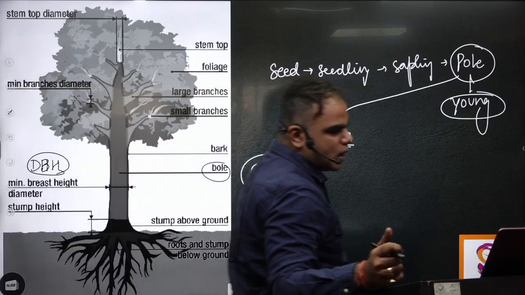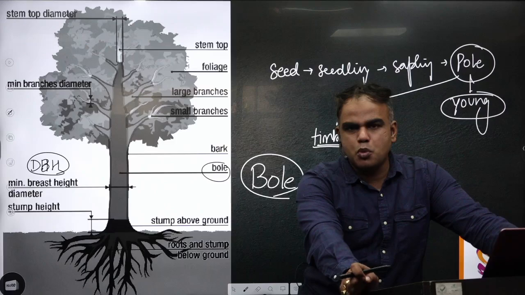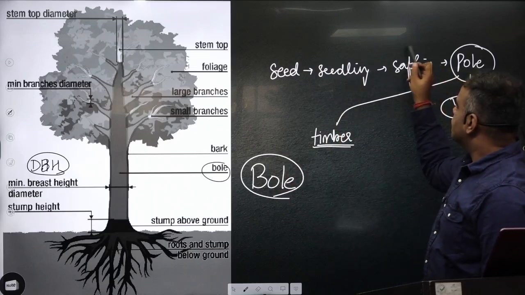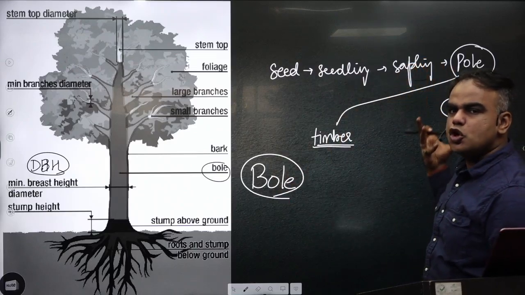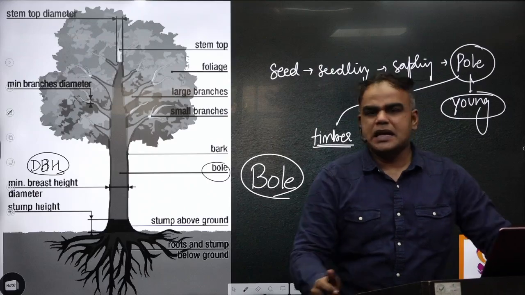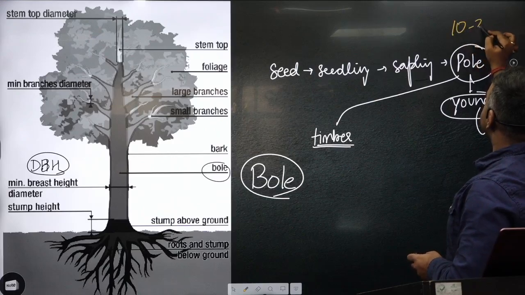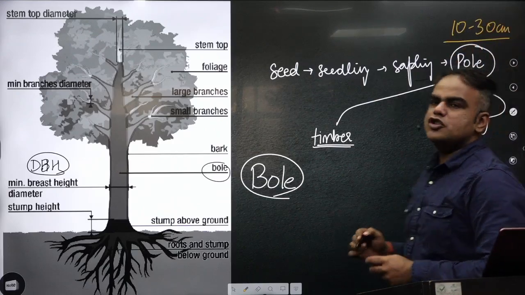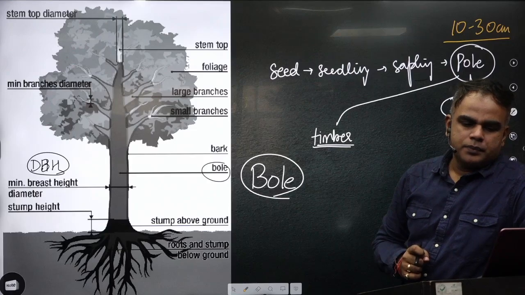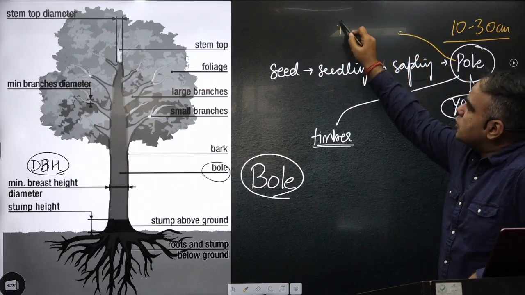Through this you can explain pole. Just a one line definition that you can write down: pole refers to a young tree, usually between a sapling and a mature tree, typically ranging from 10 centimeters to 30 centimeters. So this is basically an intermediate product, that is what you need to know.